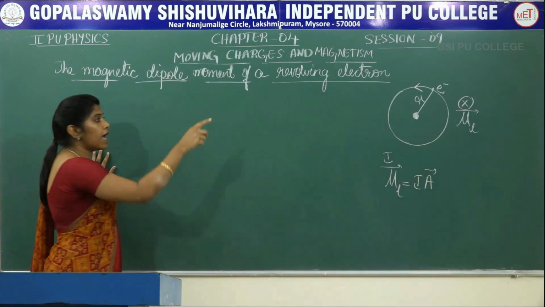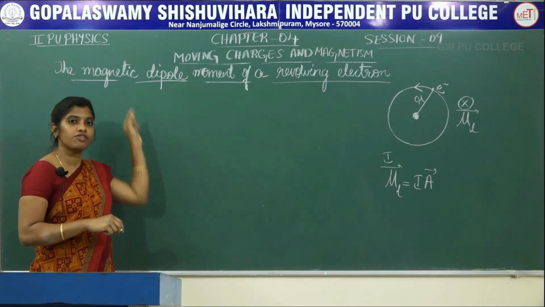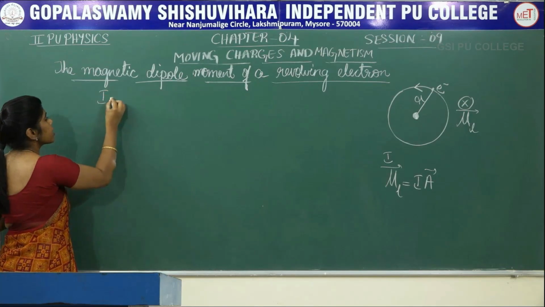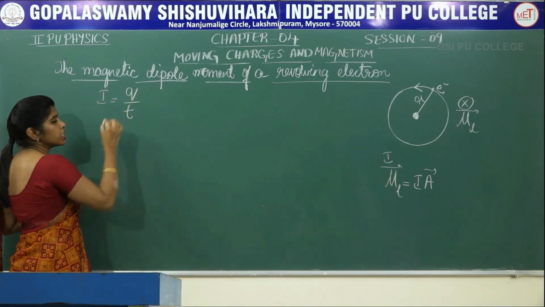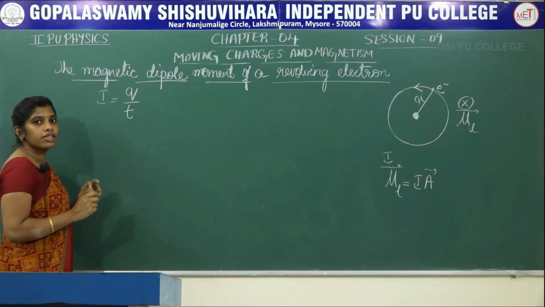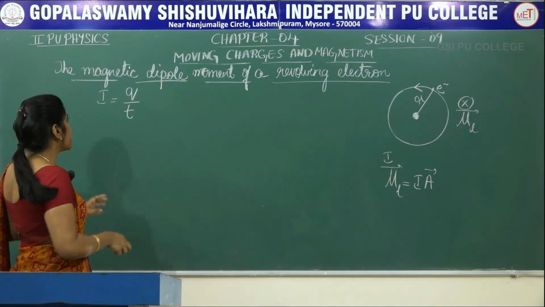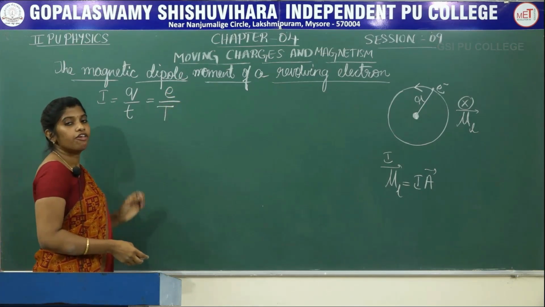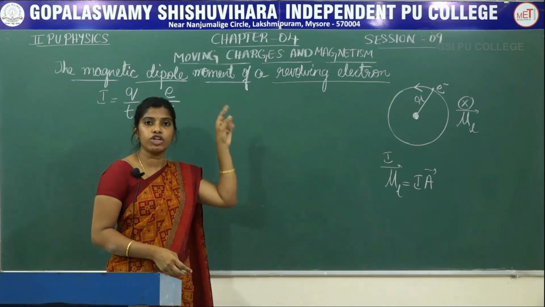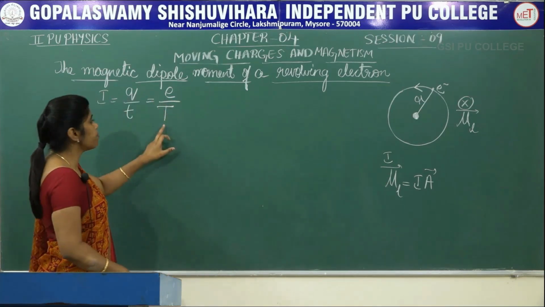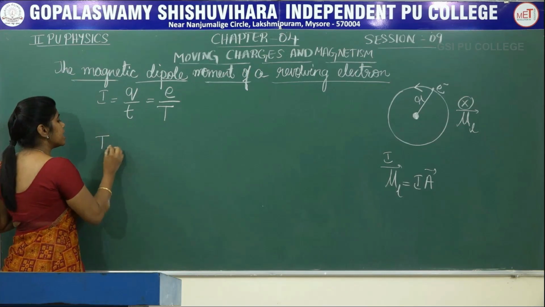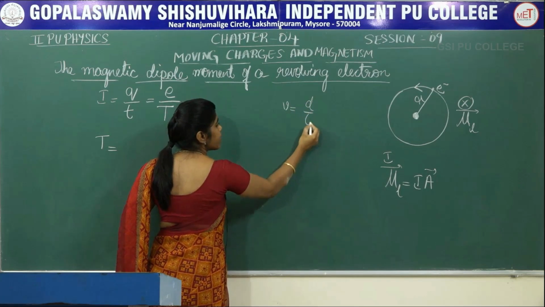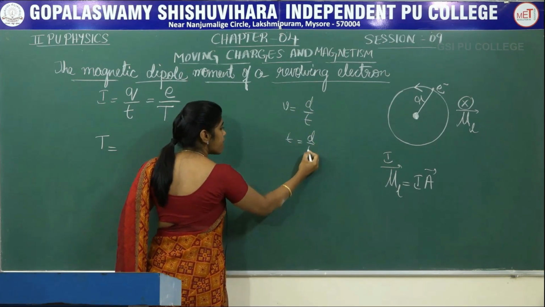Now, as I told you, the electron is revolving around the nucleus and it constitutes current. So, what is current? Current is Q by T, charge by time. In this case, the charge on an electron is e. Therefore, I can write this as e by T. I am going to consider capital T, where T is the time taken for one revolution. So, e by T. What is T? We know the formula, velocity is equal to distance by time. So, time is distance by velocity.